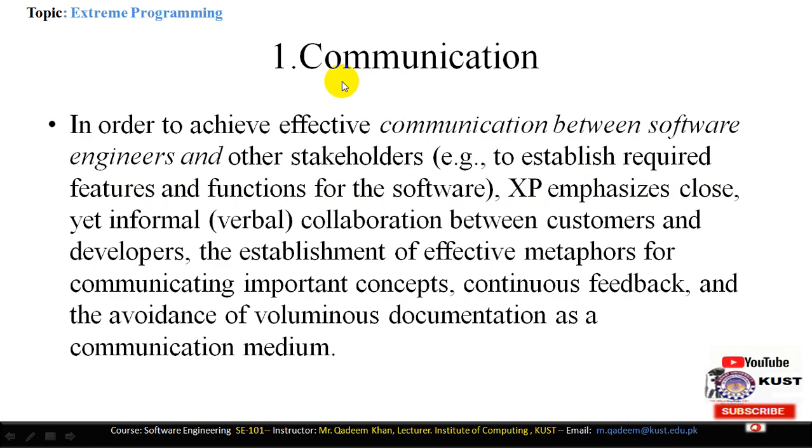Now we explain each one in detail. Number 1, communication. Communication, as you already know, is a medium used by different parties to communicate with each other. So effective communication between the software engineers and other stakeholders is needed, for example, to establish required features and functions for a software. Effective communication is required between different stakeholders so that important information can be exchanged.